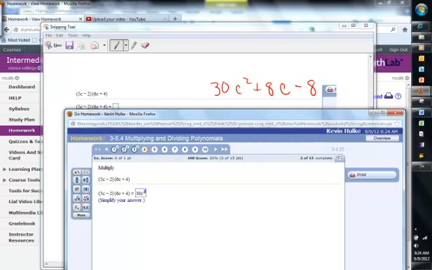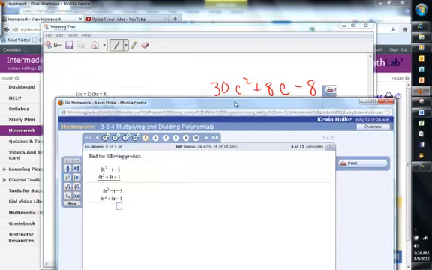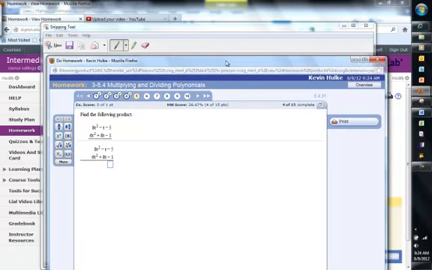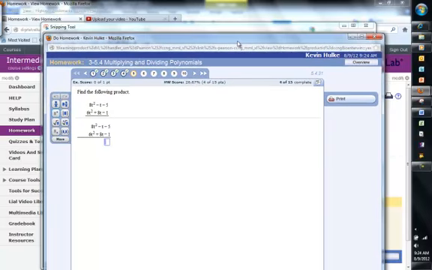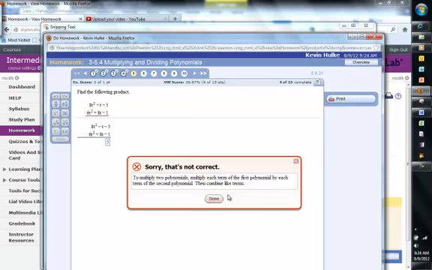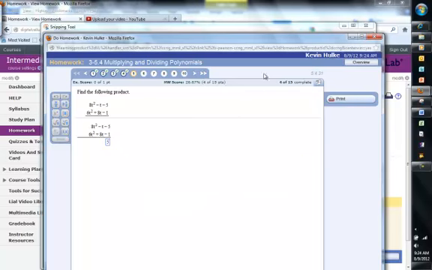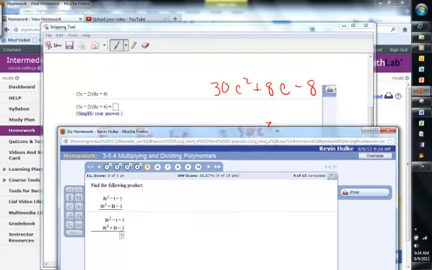30c squared plus 8c minus 8. Number 5. Find the following product. Okay, so it wants us to do it on the screen. No, it doesn't want us to do it on the screen. It wants us to write the whole thing down there on the bottom.